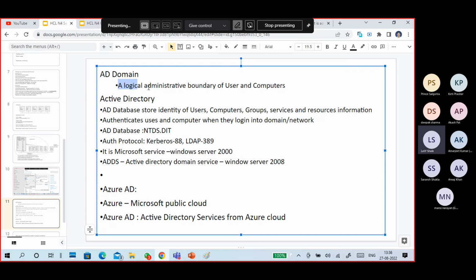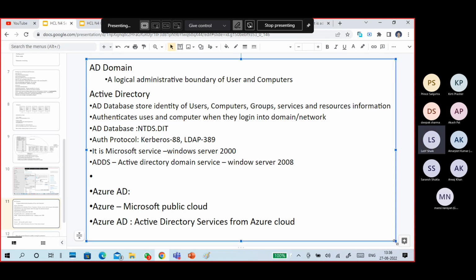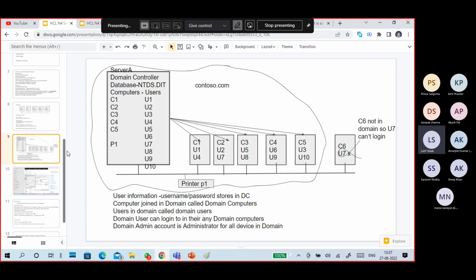Okay. So guys, the simple thing is, what is an Active Directory domain? It is a logical administrative boundary of users and computers. Logical administrative boundary of users and computers. What is a logical administrative boundary?